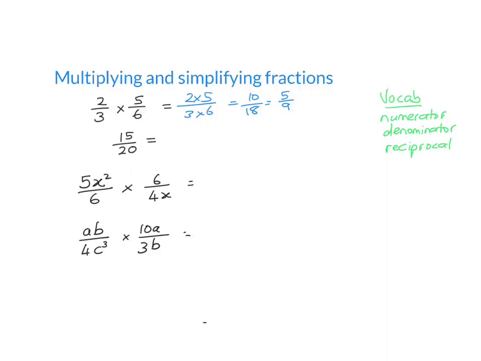In the same way, 15 over 20, if we simplify, 15 is 5 times 3, and on the bottom, 20 is 5 times 4. Now we can cancel the 5's because 5 divided by 5 is 1, and 1 times 3/4 is just 3/4.